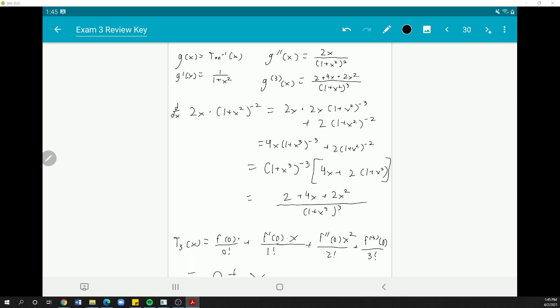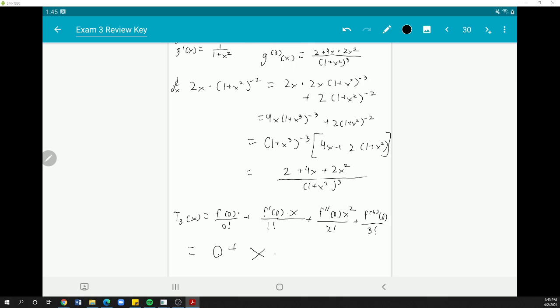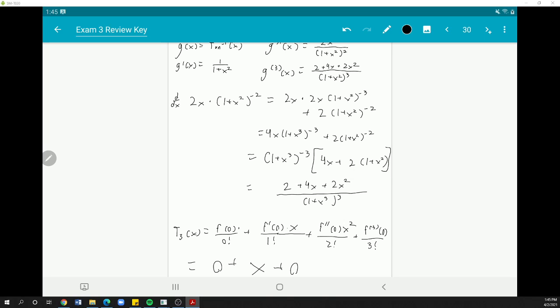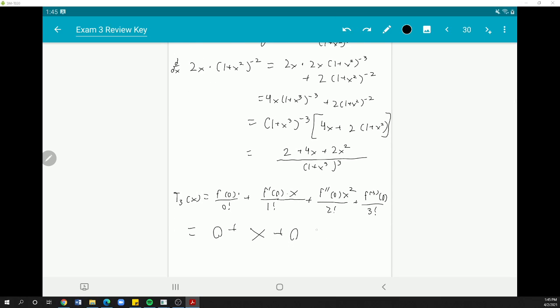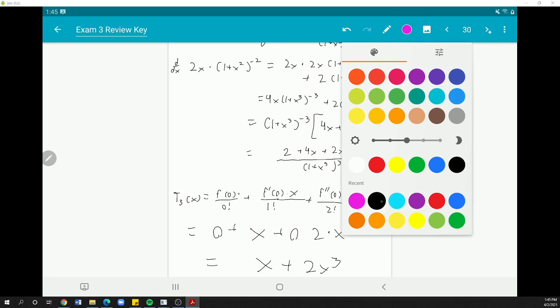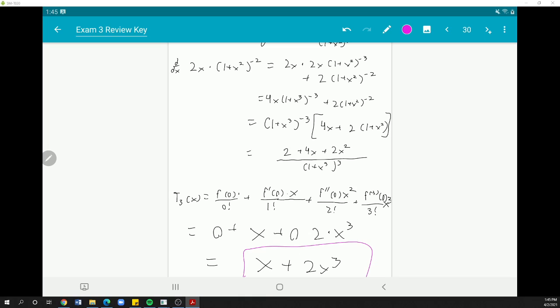The next derivative has a 2x, so that automatically makes it 0, plus 0. And then the x's here go to 0. Similarly, this one doesn't do anything, so it's 2 over 1 cubed, which is 2. There's an x cubed here and an x cubed here. Or in other words, x plus 2x cubed. And that is that question at the end of the exam review.